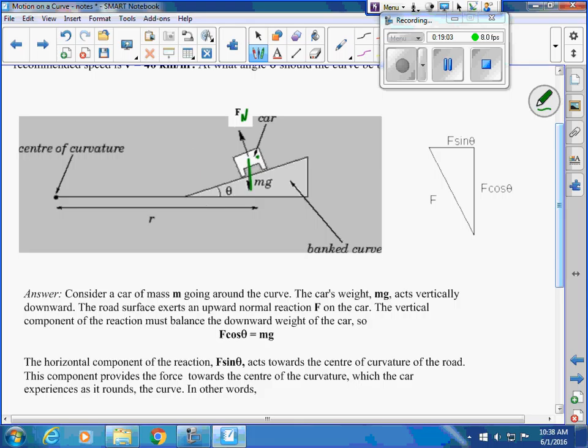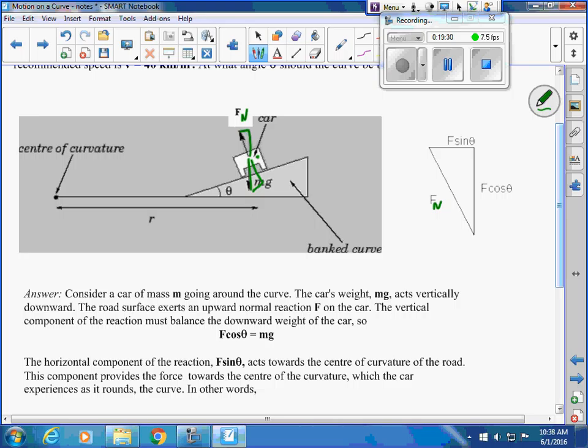Okay? So this little diagram over here on the right, this is Fn, and you've got F sine theta and F cos theta as well. So this here is this triangle in there. Okay, it's a blow up. And it's similar to, and you guys know what similar means in the geometry sense, that one down there. So consider a car of mass m going around the curve.